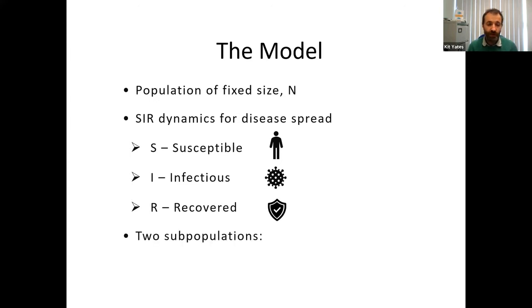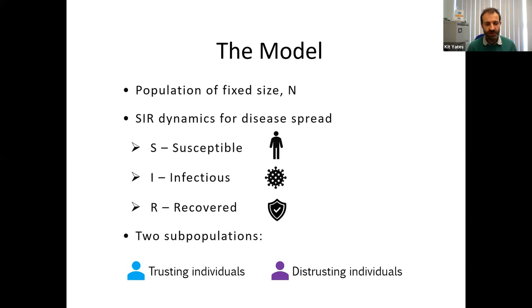There are going to be two subpopulations of people. Apart from being divided into susceptible, infected, and removed or recovered, we're going to have trusting individuals, who actively seek out good quality information, and distrusting individuals.